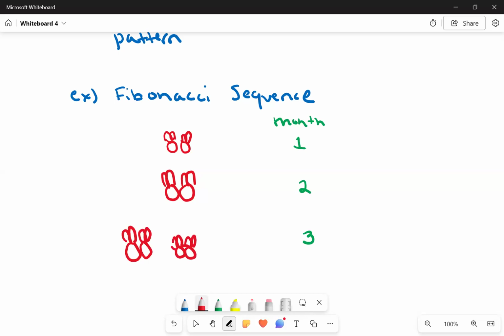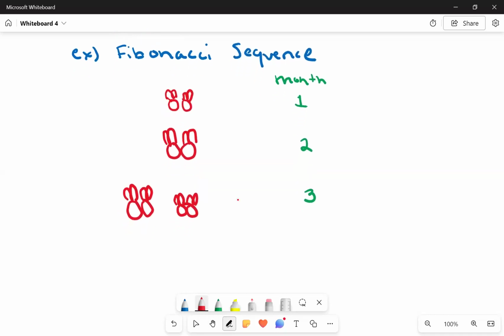Okay, now I'm fully aware that we're kind of ignoring the fact that they're siblings, and we're ignoring the fact that we're assuming that every little pair of bunny rabbits that comes out is a boy and a girl. But for the moment, just suspending that understanding, we're going to follow this pattern. So in month 4, here's what happens.